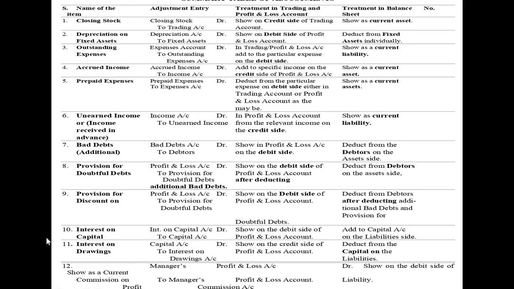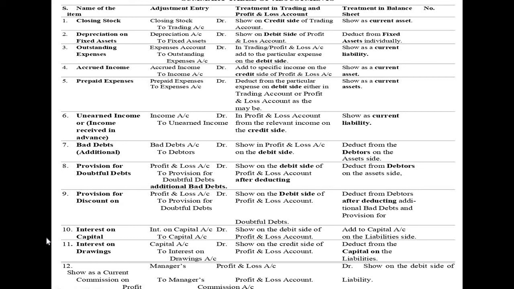The next one is unearned income or income received in advance. Many a time traders receive money during a particular trading period for the work to be done in a future period. Thus, without rendering any service, they received income, then it is called income received in advance. The adjustment entry is income account to income received in advance account. Income received in advance is shown as a deduction from the respective income in P&L account, and it is shown on the liability side of the balance sheet.